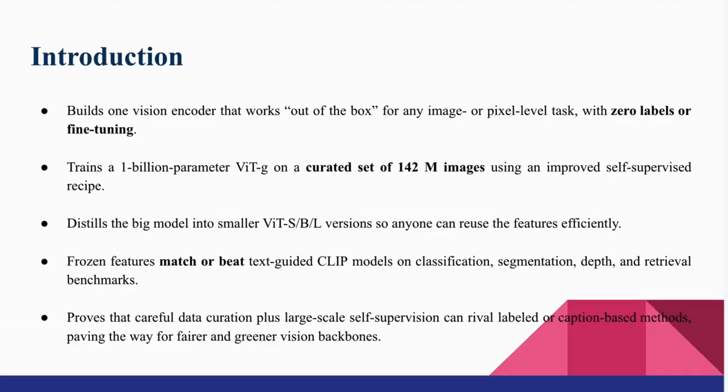This work explores how self-supervised learning can be scaled to produce powerful, general-purpose visual models without relying on label data or text supervision. To start, this work aims to create a single vision encoder that works out of the box for both image level tasks like classification and pixel level tasks like segmentation without needing any labels or fine tuning.